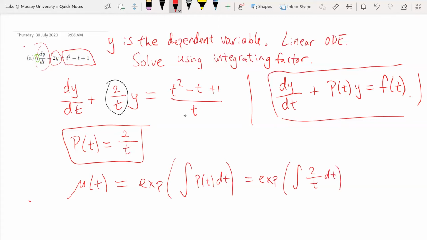Okay, and so we can obviously easily integrate 2 over t. It's just going to be 2 times the log of t. And because we've got an exponential and a log here, we know that they are inverse functions of each other, so they can cancel out. But the 2 we can take using the exponential laws. The 2 we can take as an exponent. So we end up with t squared. Okay, so our integrating factor mu is equal to t squared.